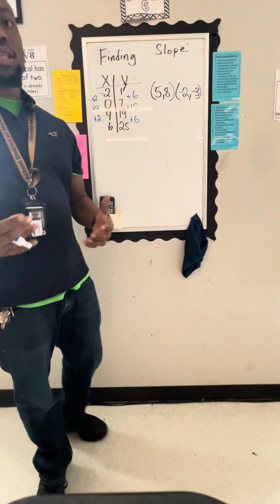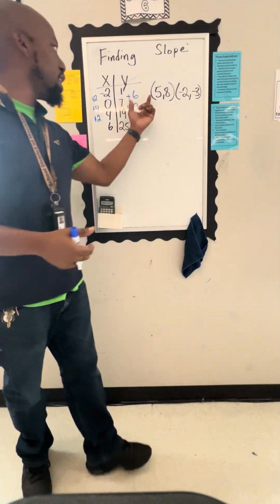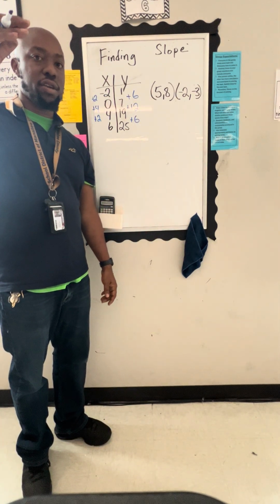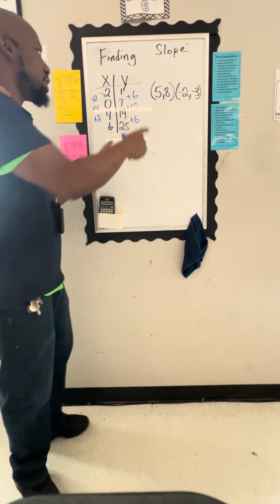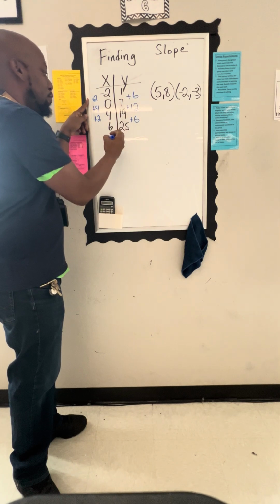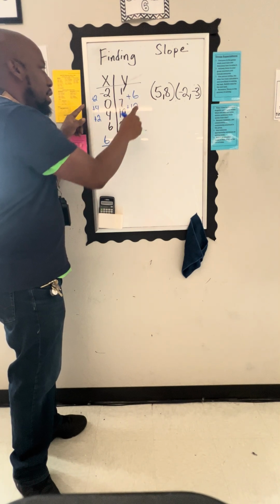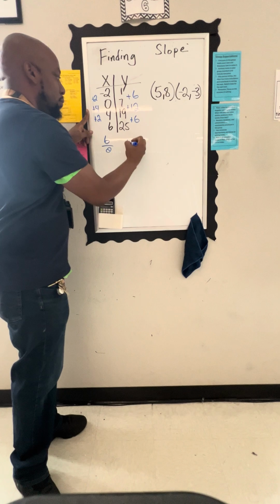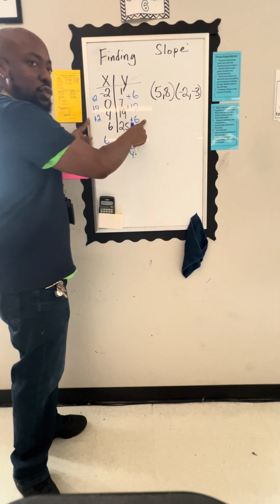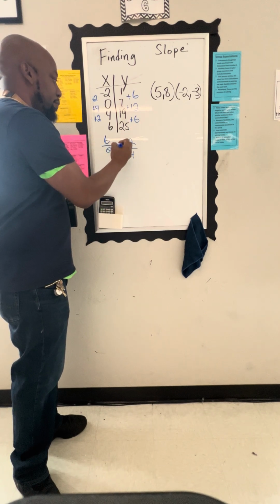All right, students, always remember that your change in y is always your numerator. That goes on top. All right, so my change in y, here and here, we have 6 over 2. Here and here, we have 12 over 4. And then we have 6 over 2 again.